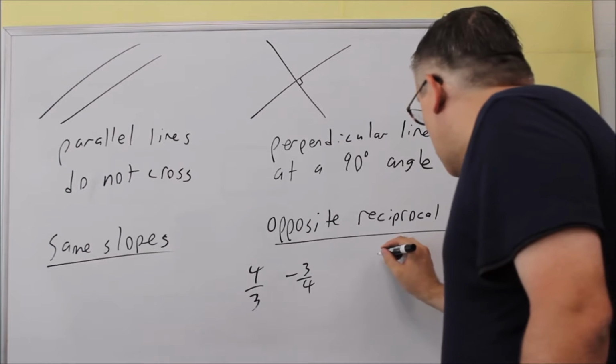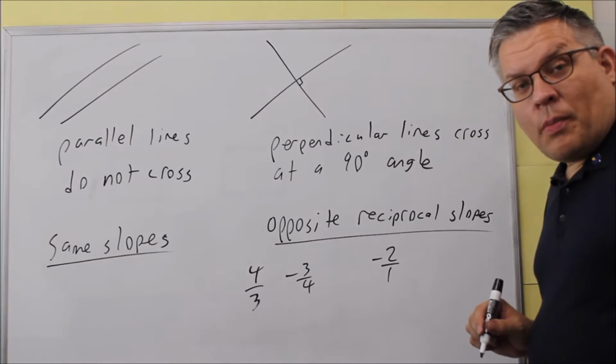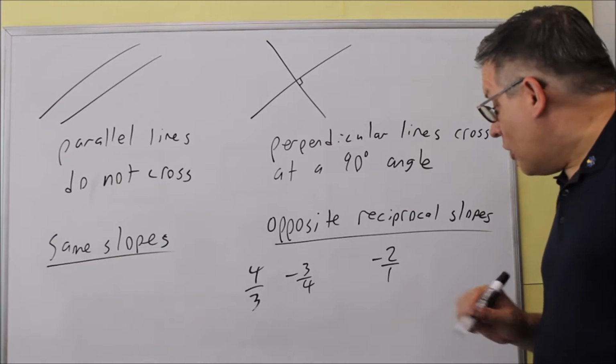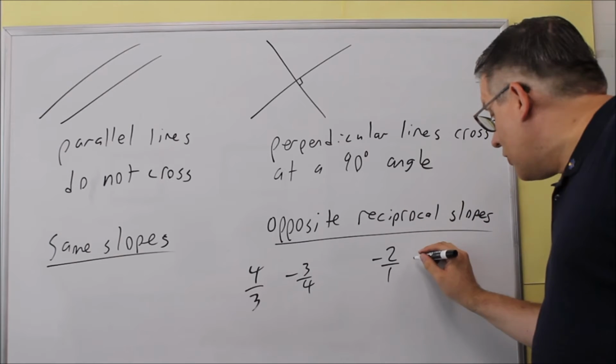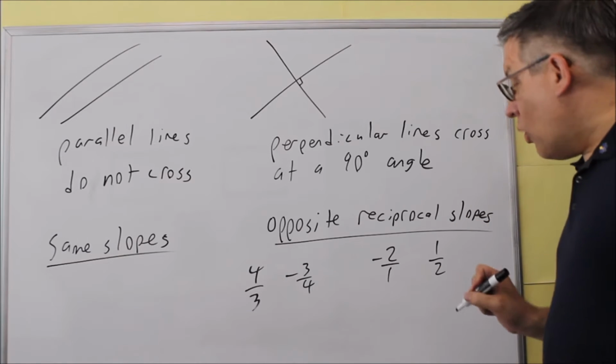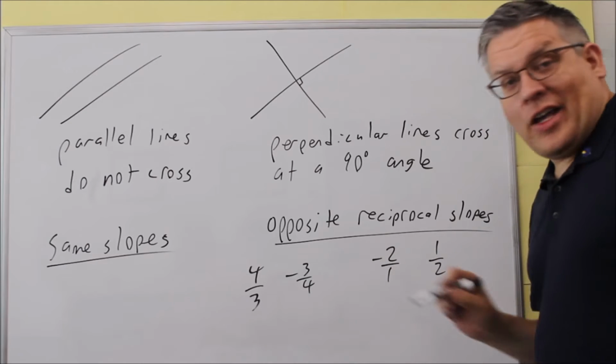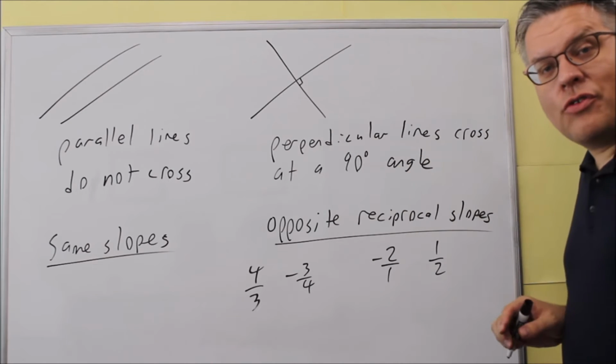Okay, let's suppose that the first line had a slope of -2. The opposite reciprocal for that one, you would flip it and make it positive. That means that the other line would have to have a slope of 1/2. So that's what we mean by opposite reciprocal. They're opposite signs, and reciprocal means that you have to flip them.